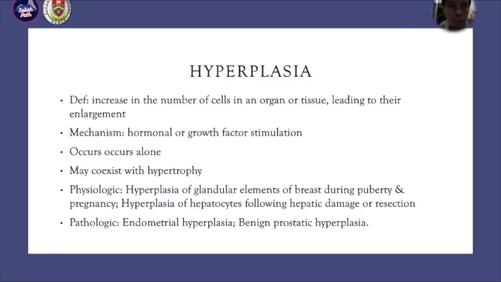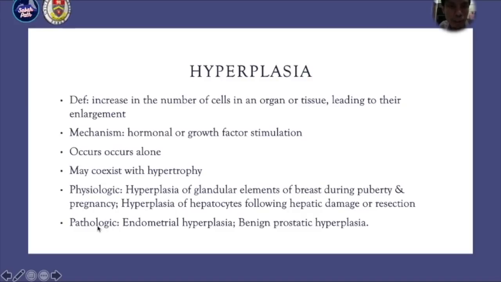It can be divided into physiological hyperplasia. Examples of this are hyperplasia of glandular elements of the breast during puberty and pregnancy, and hyperplasia of hepatocytes following hepatic damage or resection to restore the normal function of the liver.